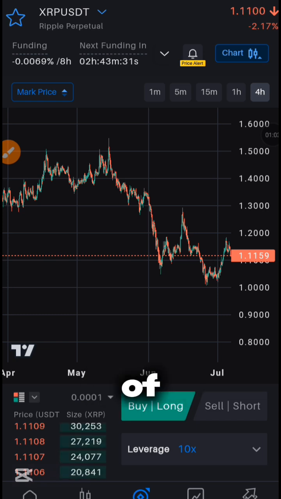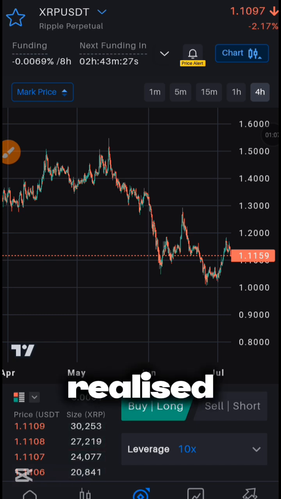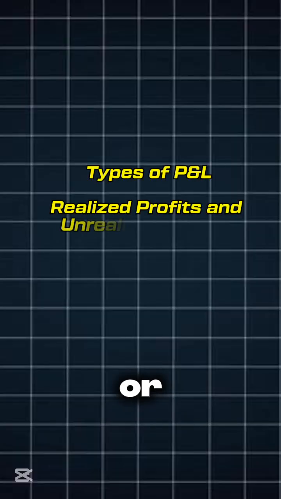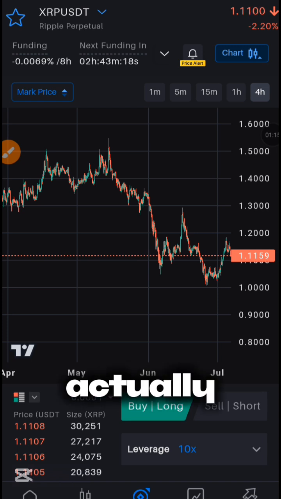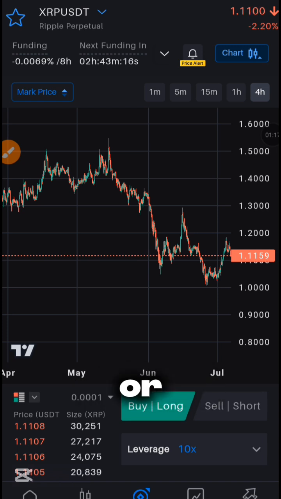There are two types of P&L. Realized P&L: when you close a trade, that's realized profit or realized loss. When you close a trade, or when your trade hits take profit or stop loss, you've realized that profit or that loss.